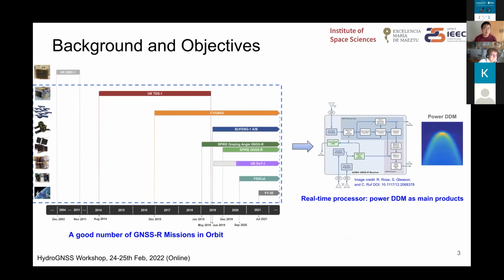As we know, there have been quite a few space-borne GNSS-R missions in orbit: TDS-1, CYGNSS, BuFeng-1, and Spire CubeSat constellations, Dot-1, and Fengyun 3E. Most of them can process the reflected signal in real time, and the main output is the power DDM of the reflected signal.